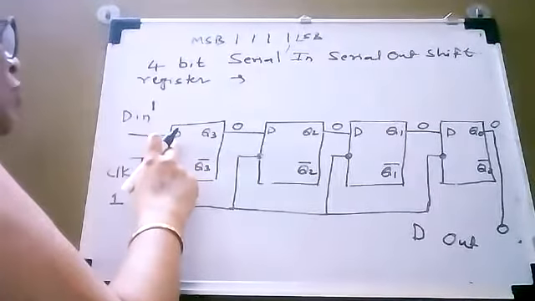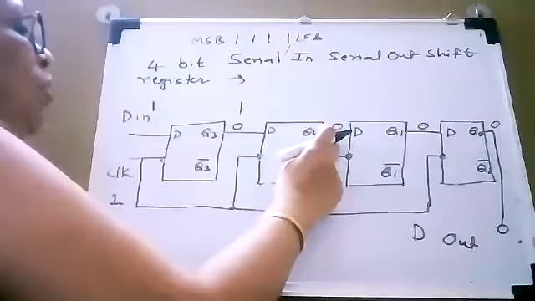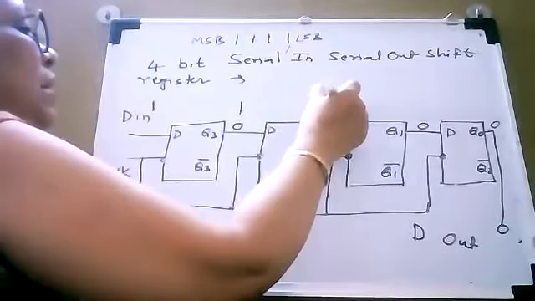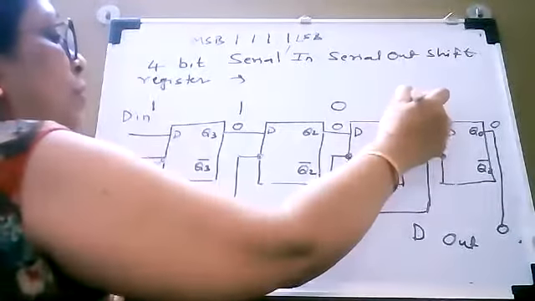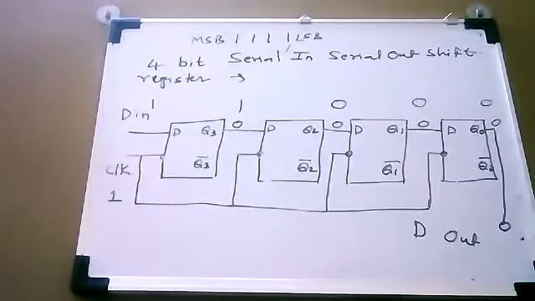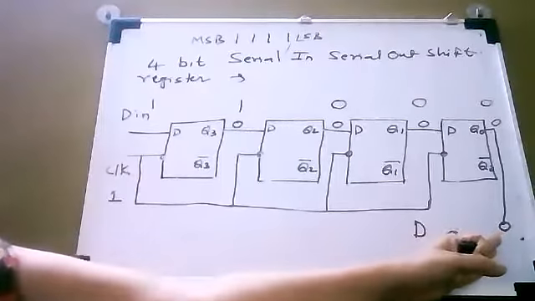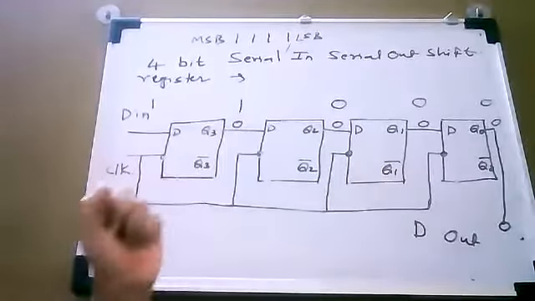Output of flip-flop 3, it will become 1. Output of flip-flop 2, it will remain 0. Output of this flip-flop, it will remain 0. Zeroth flip-flop will remain 0. So only the first flip-flop will have the data 1, and all remaining flip-flops are having data 0, 0, 0. Okay. So the outputs present in all the flip-flops are 1, 0, 0, 0. So still data is not outputted here. Okay, still data is not outputted.